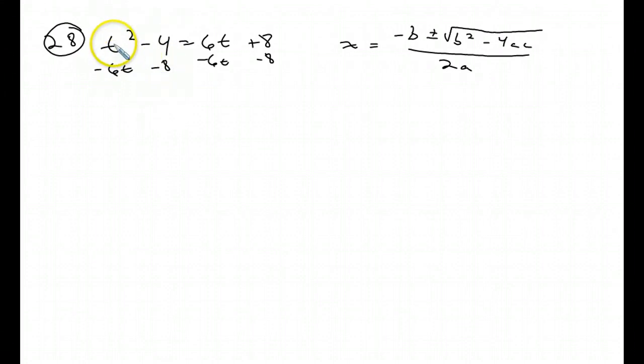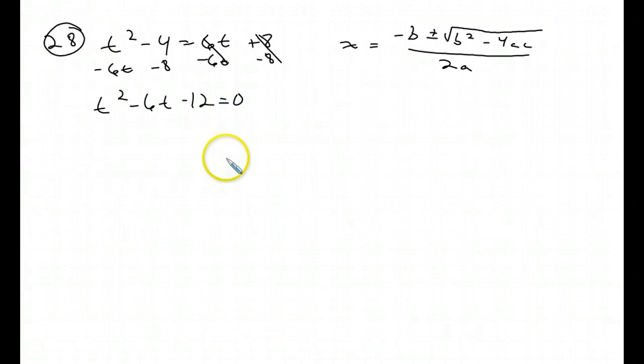4 and 8 are like terms. T squared and 6t are not. So I can only combine the 4 and 8. These two will go to 0. So t squared minus 6t minus 12 equals 0. Now I have an a, a b, and a c. My a is the understood 1 in front of the t squared, b is negative 6, and c is negative 12.